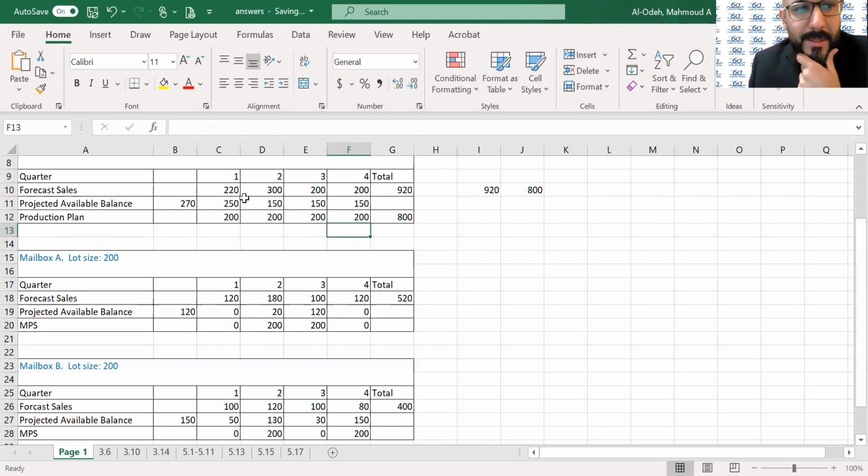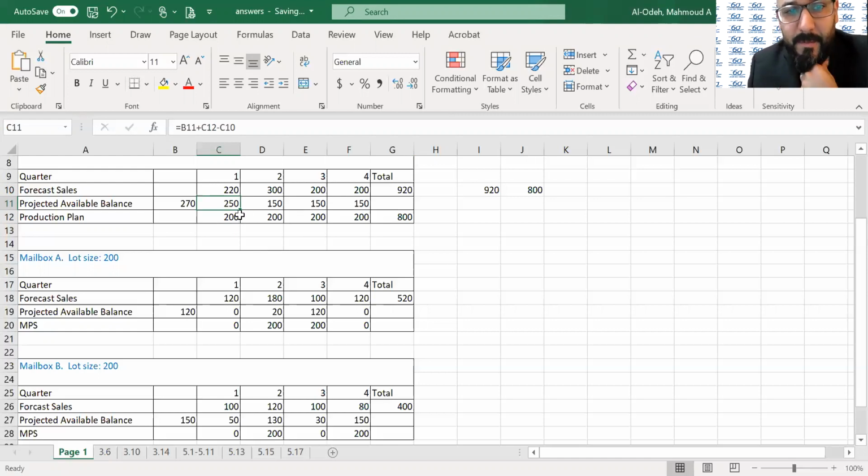All right, now let's calculate the projected available balance. We have an inventory of 270 to start with. We're going to send 220 to the customer. That would leave you with 50. However, we have a production planned of 200. So the total available by the end of period 1 would be 250.